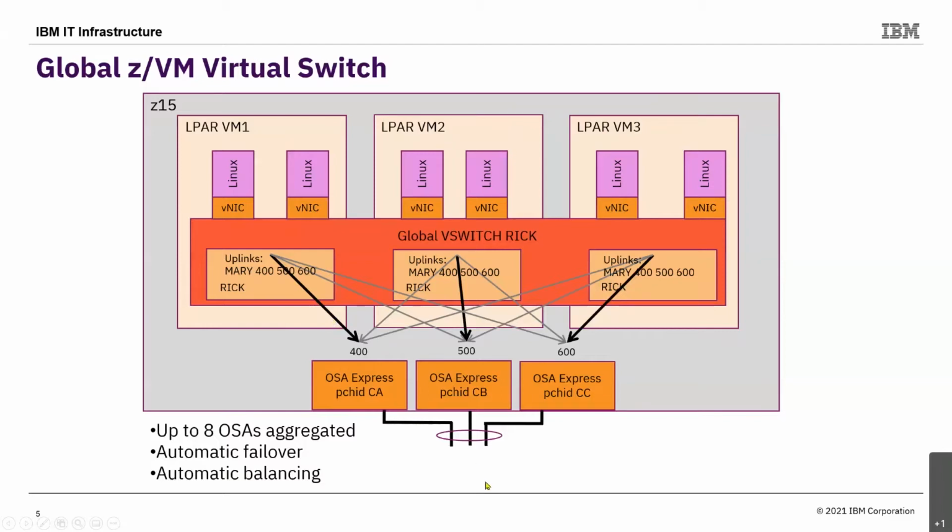So from the Linux's perspective, he's connecting to a layer 2 LAN, and we are bridging it to the outside world. That's the purpose of the vSwitch.